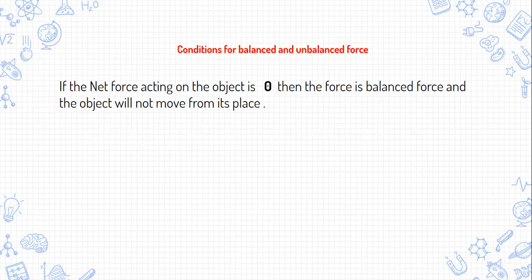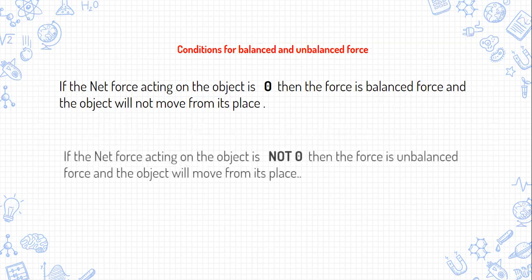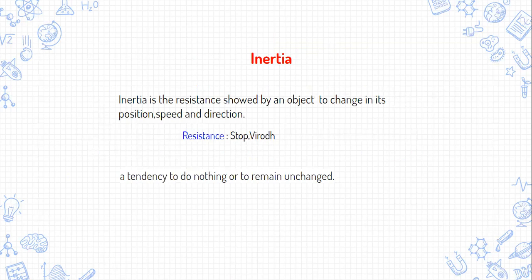अगर net force zero है, मतलब उसमें कुछ force लग ही नहीं रहा है, then the object will not move from its place. तो object हिलेगा ही नहीं, therefore that force is a balanced force. And if the net force acting on the object is not zero, then the force is unbalanced force and the object will move from its place. Great. Then in the next class we learned about inertia.